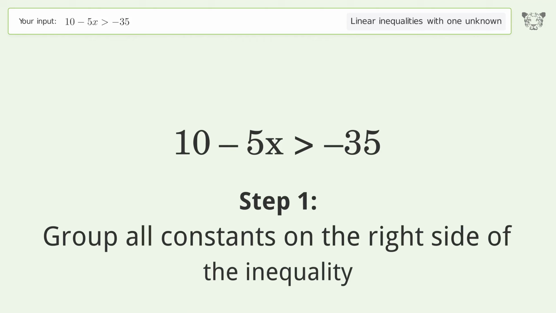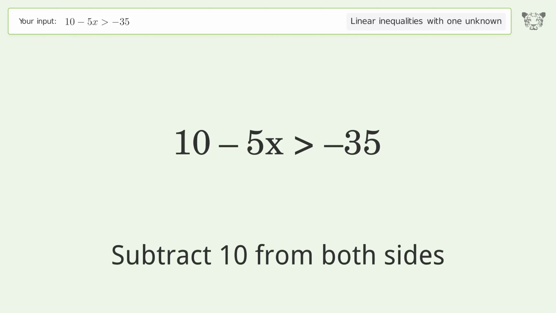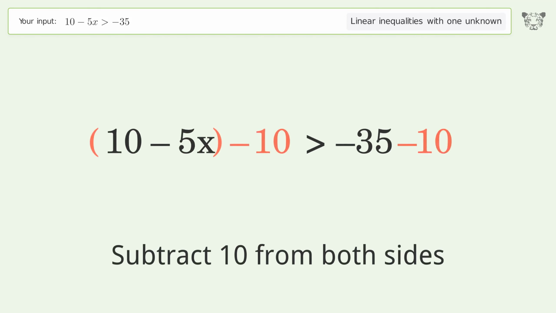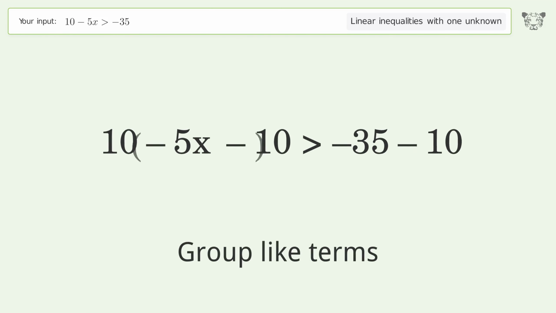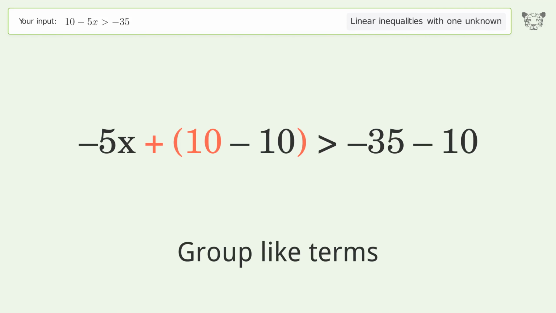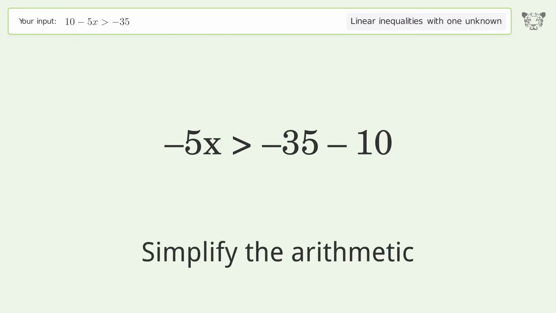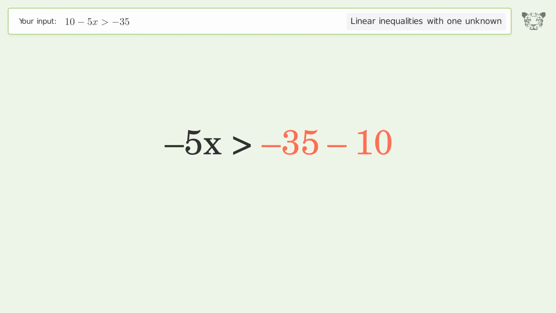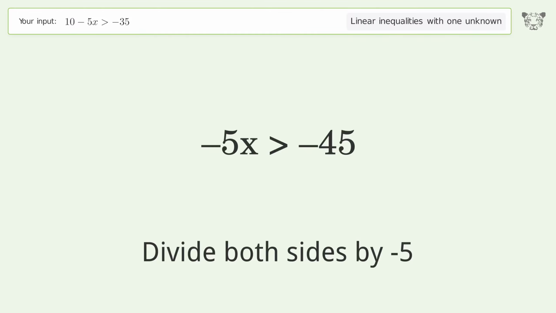Group all constants on the right side of the inequality. Subtract 10 from both sides. Group like terms. Simplify the arithmetic. Isolate the x. Divide both sides by -5.